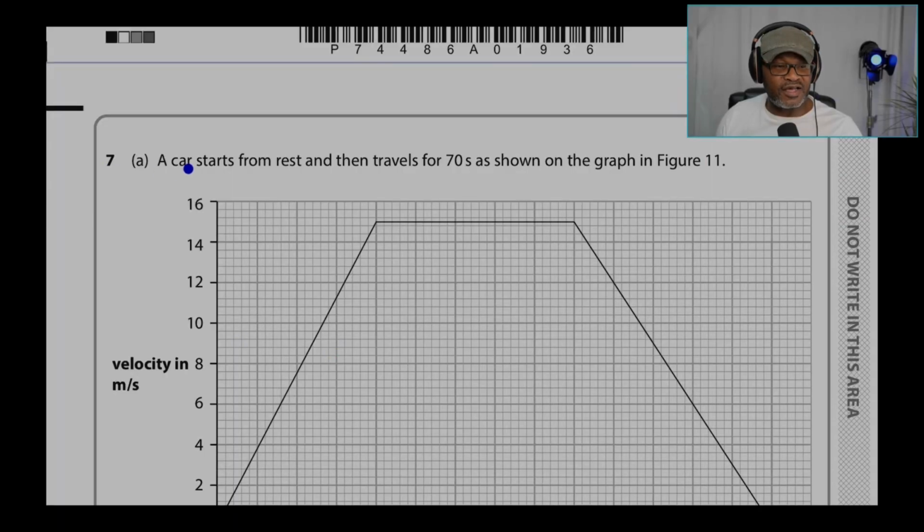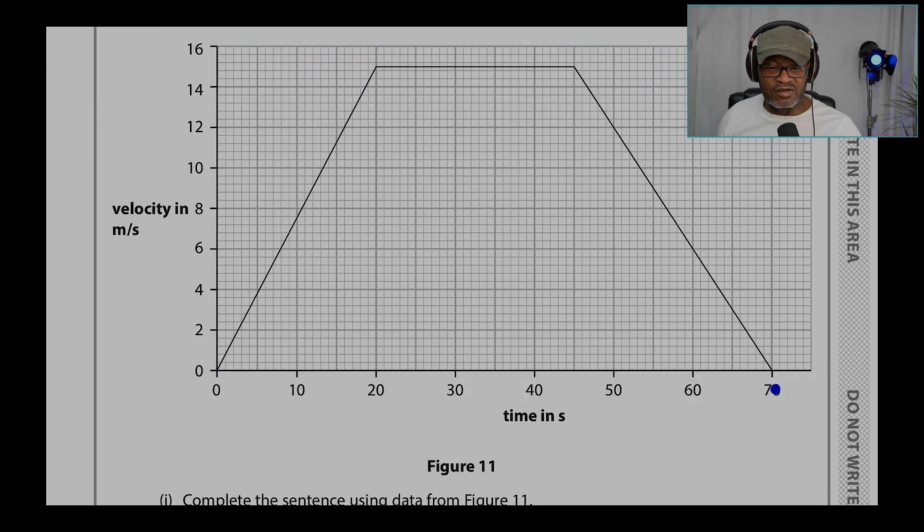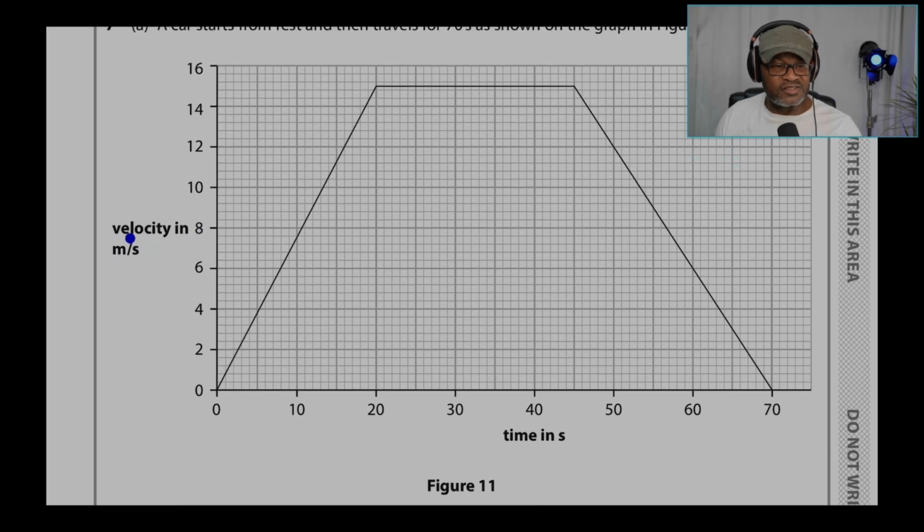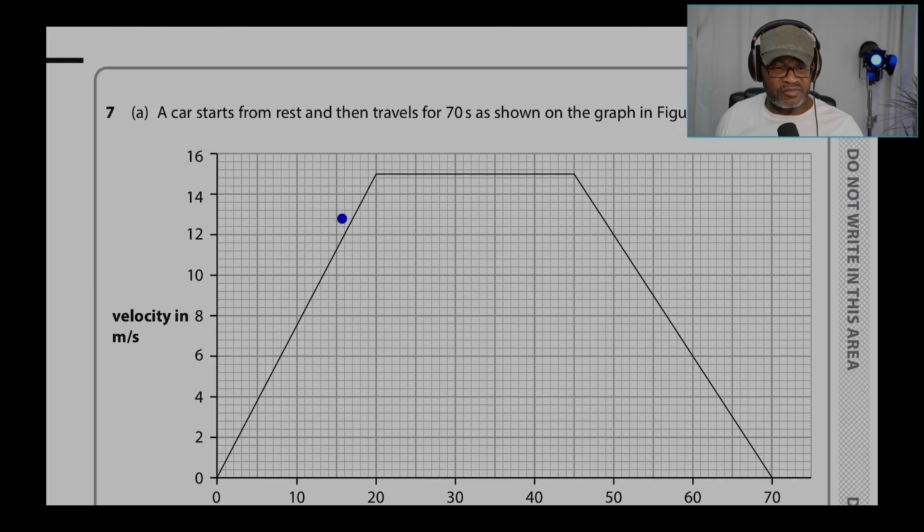Question 7a. A car starts from rest and then travels for 70 seconds as shown in the graph in figure 11. That's the rest, 70 seconds, time in seconds. The y-axis is velocity in meters per second. This is a velocity time graph, and the line here is constant acceleration, uniform acceleration, steady acceleration. Same word, same meaning. Constant, uniform, steady.